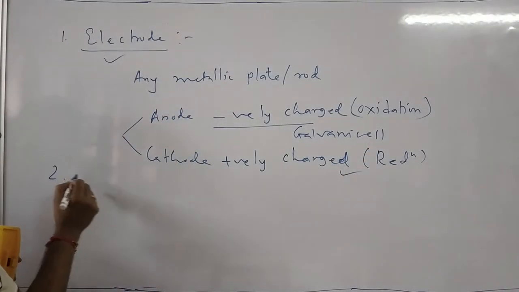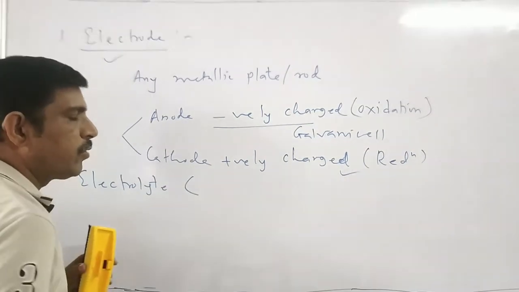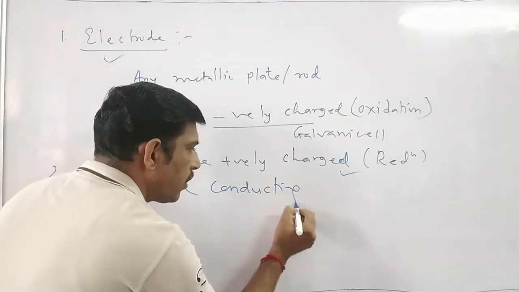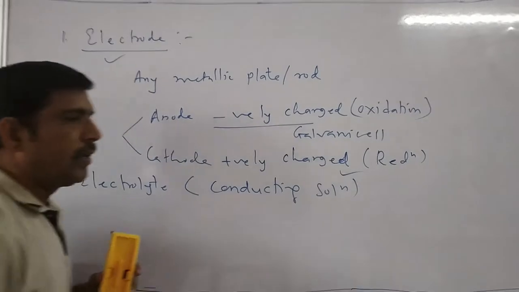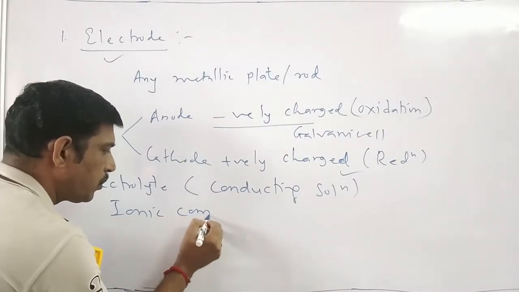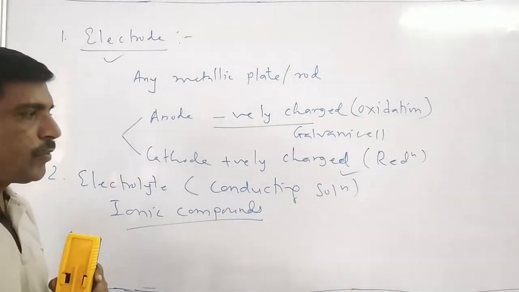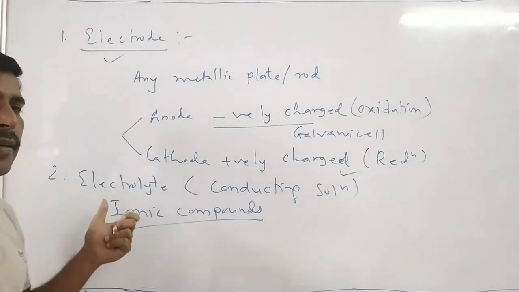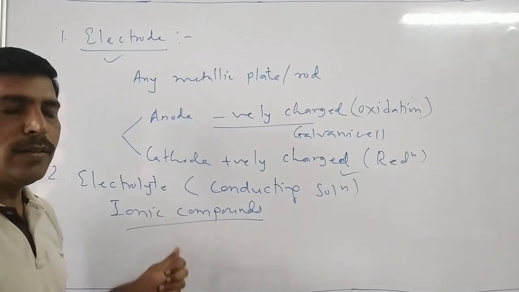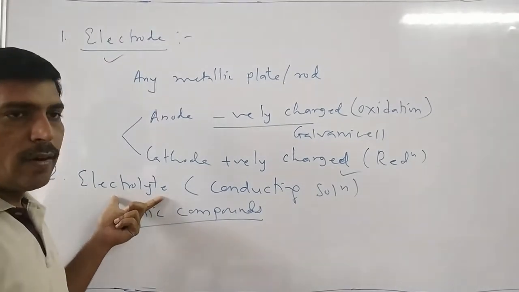Then very important, that is electrolyte. Electrolyte is also called a conducting solution or conducting material. Generally, electrolytes are ionic compounds. They form ions, positive and negative ions. So if the material is in molten state or liquid state and current is passed through that material, then that material is called an electrolyte.